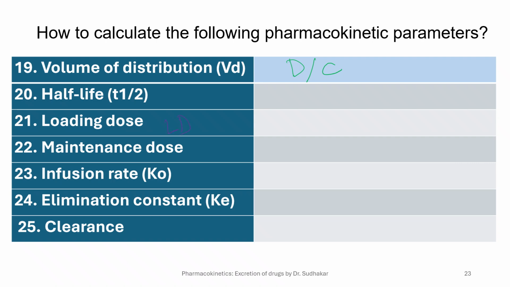So loading dose. This is the volume of distribution times concentration, target plasma concentration or steady state plasma concentration, then divided by bioavailability, F. Whereas half-life is usually 0.7 times Vd over clearance.